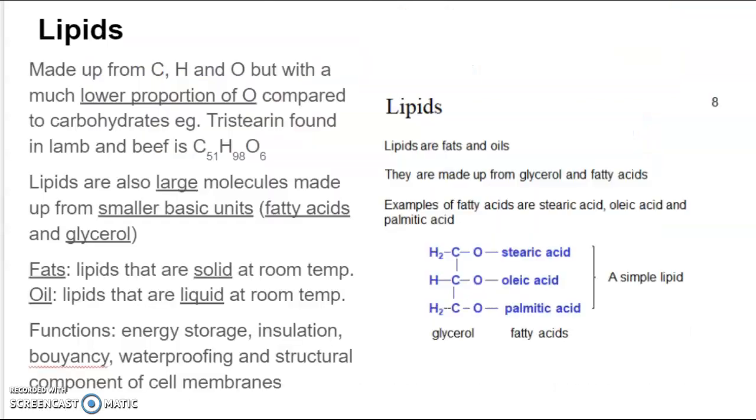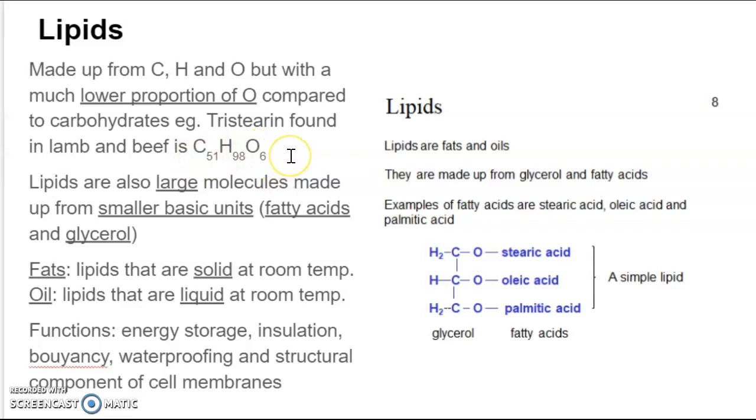Next are lipids, which are your fats and your oils. These are made from carbon, hydrogen, and oxygen again, but with a lower proportion of oxygen. This fat found in lamb and beef is tristearin. You can see you've got lots of carbon, lots of hydrogens, and lots of oxygens. Don't worry about this.